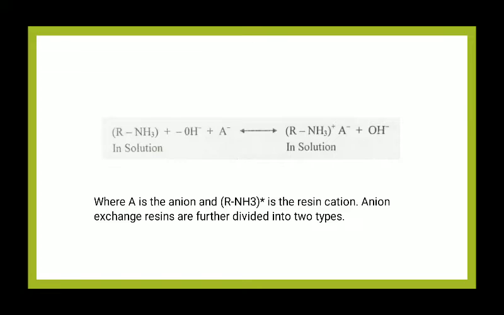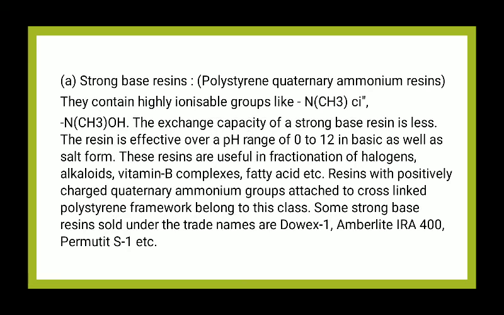Anion exchange resins are further divided into two types. Strong base resin: polystyrene quaternary ammonium resin is the example of strong base resin. They contain highly ionizable groups such as NH3Cl, NCH3OH. The exchange capacity of strong base resin is less.